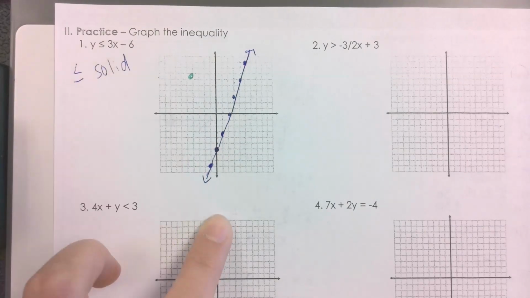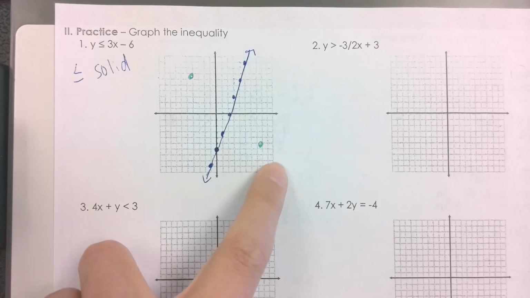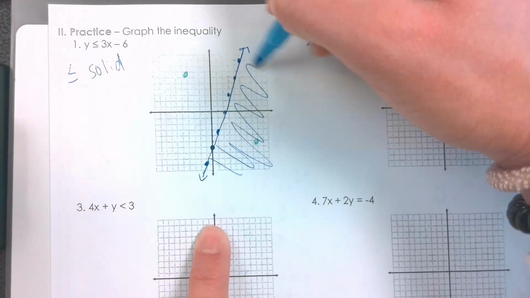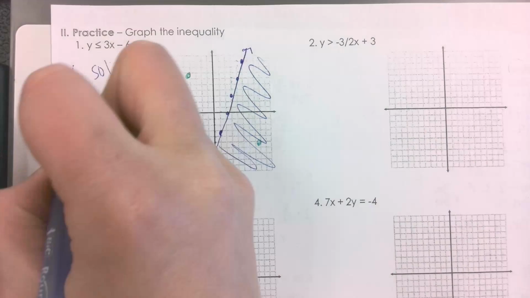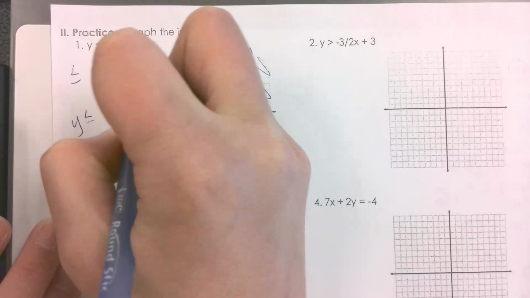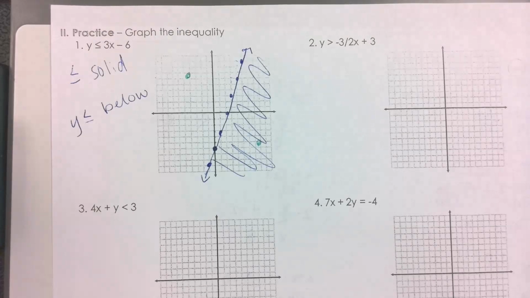So if I have a point over here, is that above the line or below the line? That would be below, right? Do you see how that point is below the line? So that's the direction that we're shading. We're going to color everything this way. We know that because it said y is less than, we had to shade below. Do we have any questions right now? Are we okay to try another one?